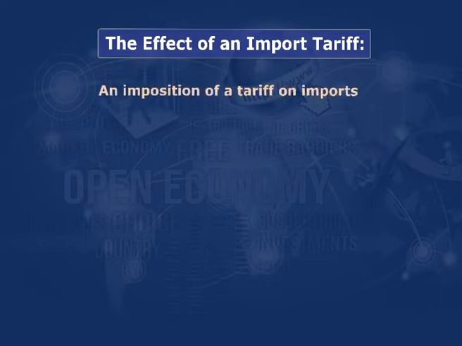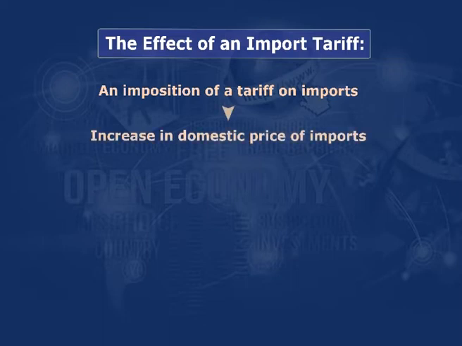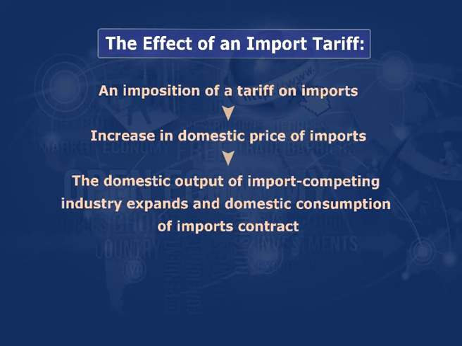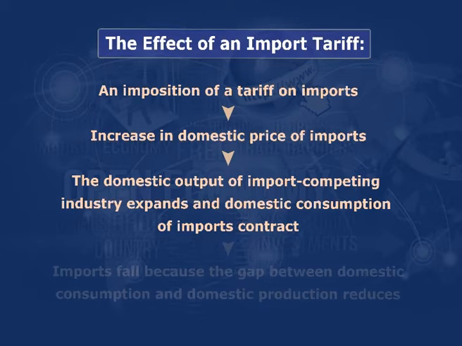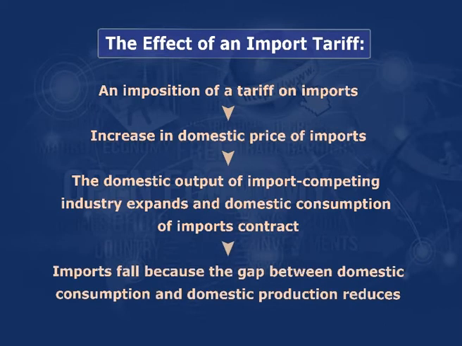An imposition of a tariff on imports leads to an increase in the domestic price of imports. That results in the domestic output of the import competing industry expanding and domestic consumption of imports contracting. As a result, imports fall because the gap between domestic consumption and domestic production reduces. It means that an imposition of tariff on imports reduces the domestic consumption. The tariff revenue will be collected by the government and the income is redistributed from consumers to producers.